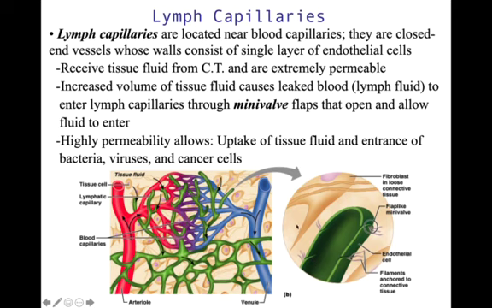So these can open, allowing cells to enter, allowing lymph to enter, allowing plasma proteins to enter, allowing microorganisms to enter. By having the mini valves that open and close, they allow the fluid to enter, so they're very highly permeable. This is how we initially take up the lymph, using these lymph capillaries that are intimately associated with our blood capillaries.